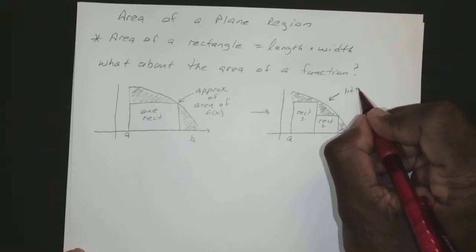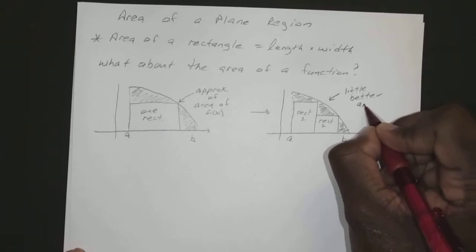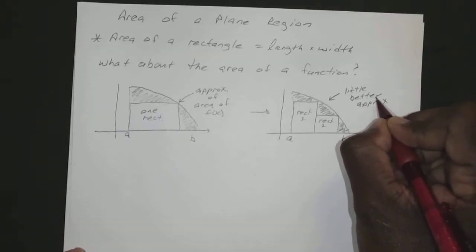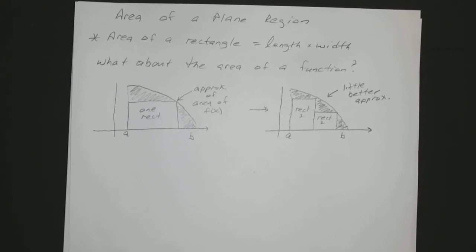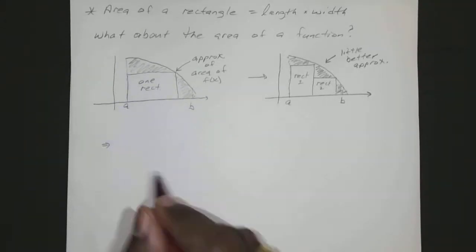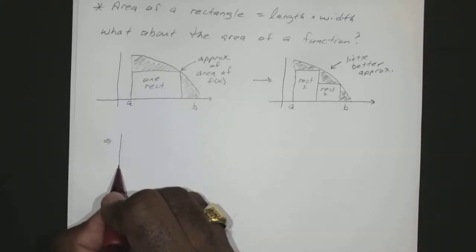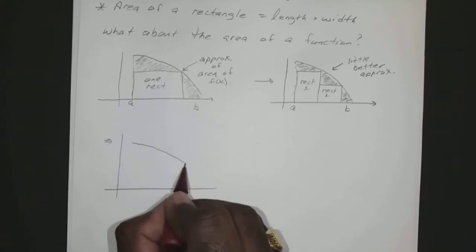So with 2 rectangles, you get a little bit better approximation. Not great, but a little bit better. So what if we tried 5 rectangles? If we drew this one more time, we have our graph.